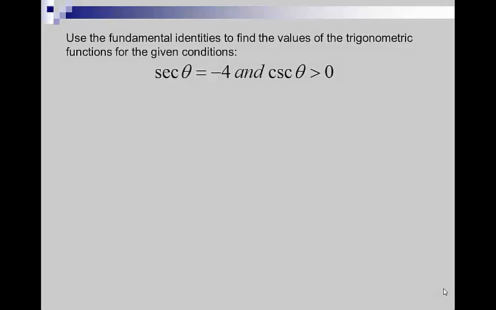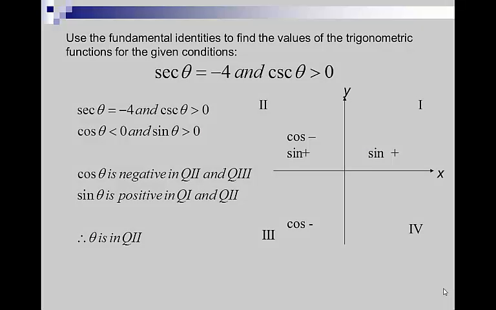All right, we're going to wrap up with this one. Our secant is negative 4, and our cosecant is greater than 0. Now, secant is the reciprocal of cosine. That's negative in quadrants 2 and 3. Cosecant is the reciprocal of sine. It's positive in quadrants 1 and 2. So my guess is, yes, quadrant 2 is where we're at.